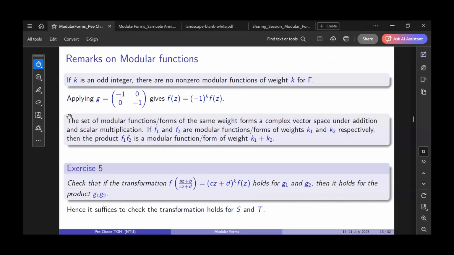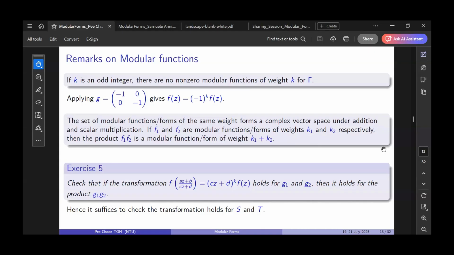This is quite an interesting property. The set of modular functions of the same weight forms a complex vector space under addition and scalar multiplication. We can then show that if f1 and f2 are modular functions of weights k1 and k2 respectively, then the product f1 f2 is a modular function of weight k1 plus k2.